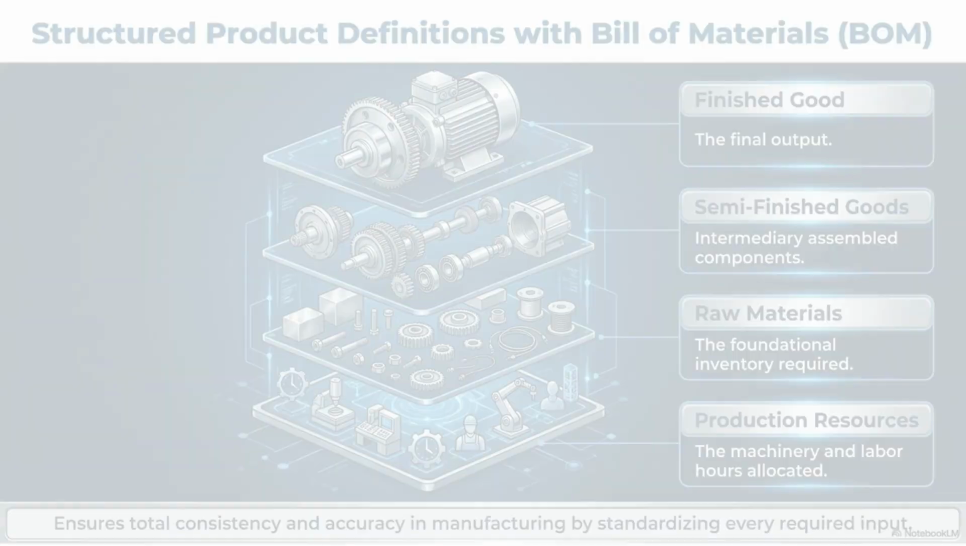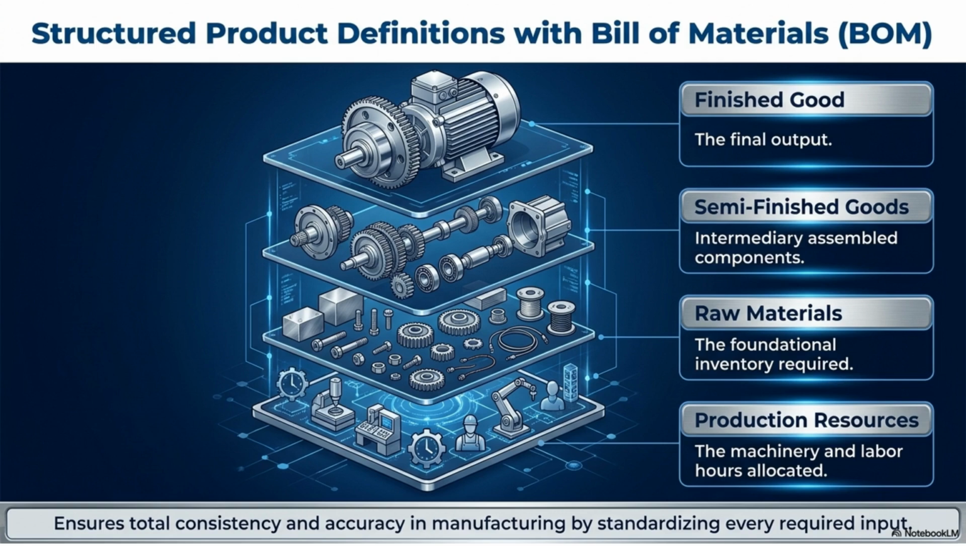SAP B1 uses the Bill of Materials, or BOM, to create structured product definitions. This standardizes every required input, from raw materials and production resources to semi-finished and finished goods, ensuring total consistency.